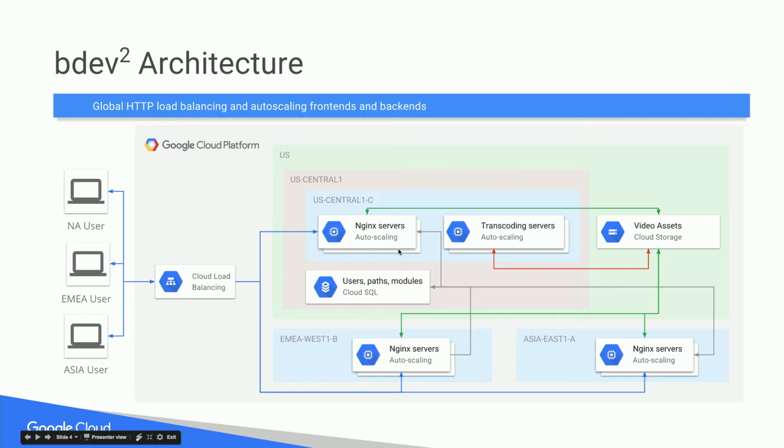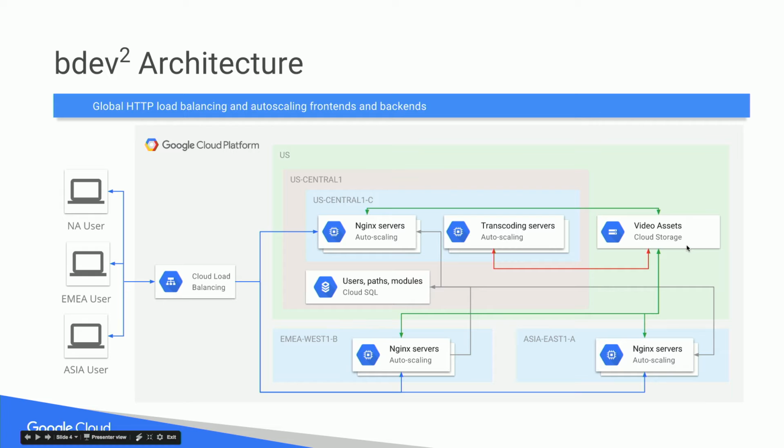If load goes up, we want this to actually scale and give us multiple servers automatically. These servers are pulling all of the configuration data, the user information, the information about the learning paths, the information about the learning modules out of a Cloud SQL instance. When you create a new module, you upload media, and that media goes into Google Cloud Storage.